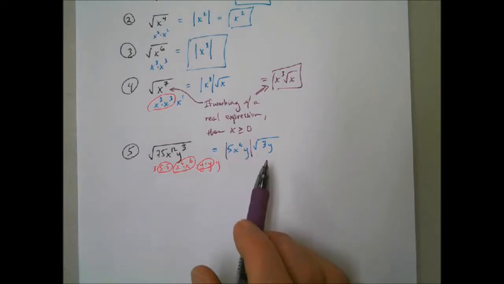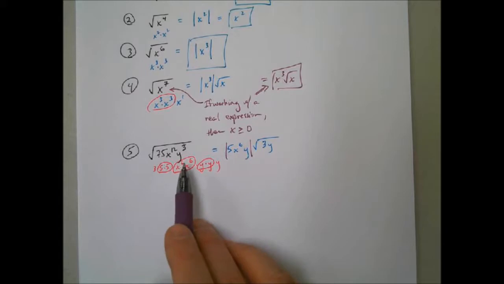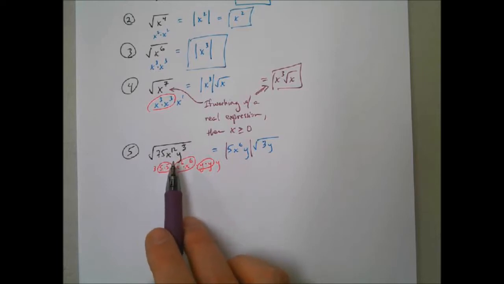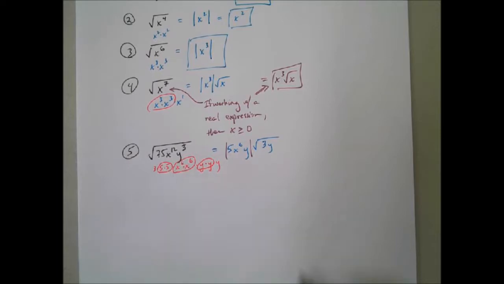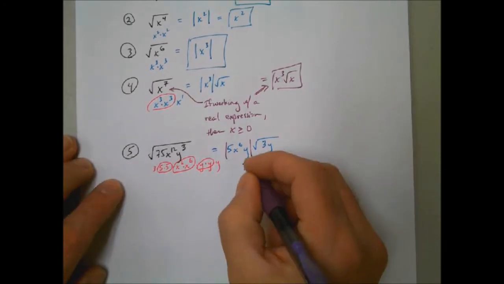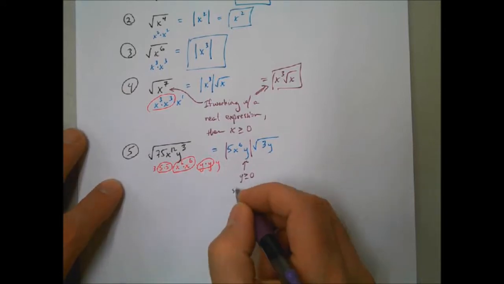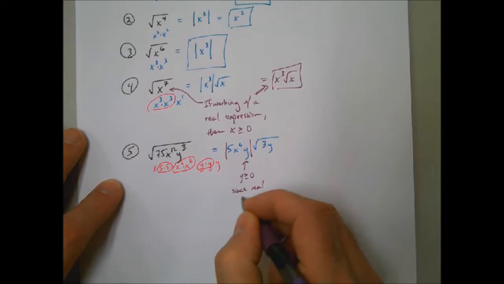Do I need the absolute value around the y? Okay, now let's go back to where it was over here in the beginning, y to the third. We are dealing with a real expression here. Could y be negative? Well, a negative to the third power would be negative. And that means the whole value inside would be negative. And if we did square root of a negative, it would give us imaginary. Therefore, y cannot be negative. Y has to be greater than or equal to 0, since it's a real expression.